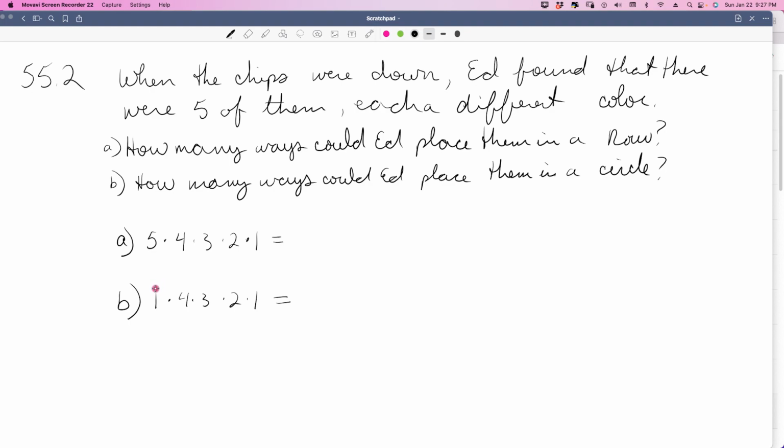Well, if you place them in a row, it'd be a linear permutation, and that would begin with the number of items there were: 5, 4, 3, 2, 1. And when we multiply that together, we get 120.